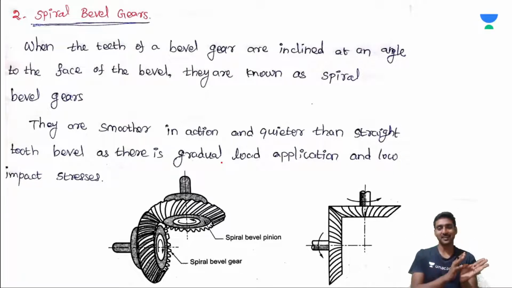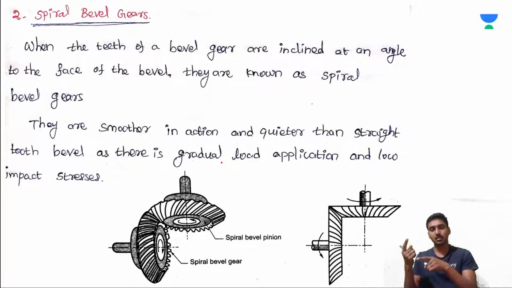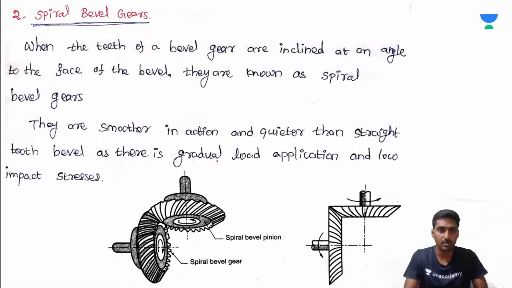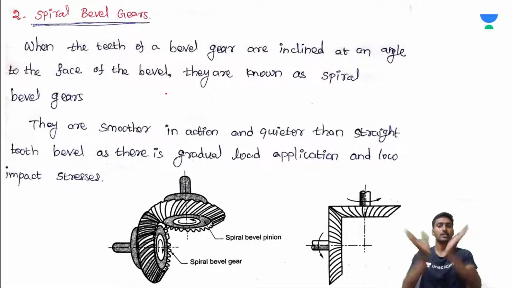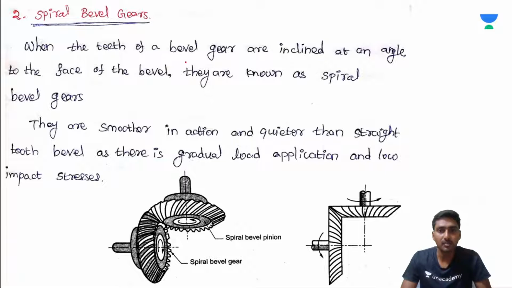Just like the spur gear and helical gears, in spur gears the teeth are parallel to the axis, but in helical gears the teeth are inclined to the axis of the shaft. The same applies to bevel gears: in straight bevel gears the teeth are parallel to the generator. Here, the teeth of the bevel gear are inclined to the face of the bevel gear. They are known as spiral bevel gears.